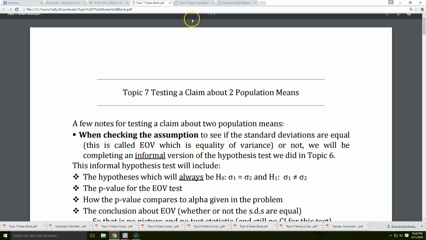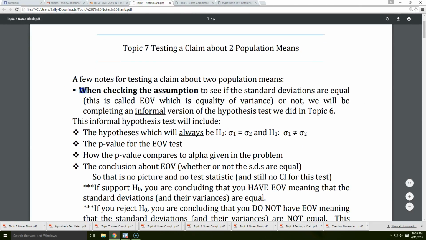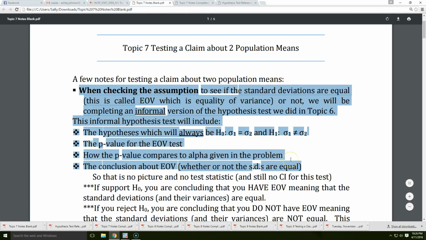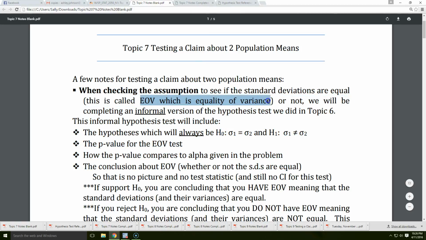Let's go back to the notes. What I left off with is that when you're checking the assumption for whether or not the standard deviations are equal, this is called equality of variance. This is also not jiving with the assumption that we're checking, in that the variance is the standard deviation squared. These 2 things go together, but it's not a direct link. So when I say EOV, it's a bit of a jump to remember that I'm talking about testing to see if the standard deviations are equal or not.